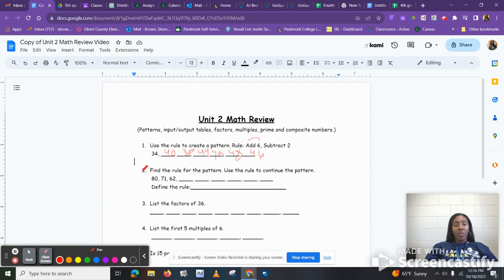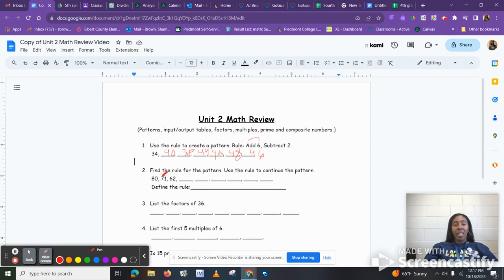And now this one, number 2, says find the rule for the pattern. Use the rule to continue the pattern. So this time they don't give you the rule, but they have a few numbers in the pattern, and you have to figure out what the rule is by looking at what's happening between these numbers. So the first one started with 80, then the next number went to 71, then the next number went to 62. So the first thing you want to ask yourself is, are the numbers increasing or decreasing? Increasing means they're going up. Decreasing means they're going down.